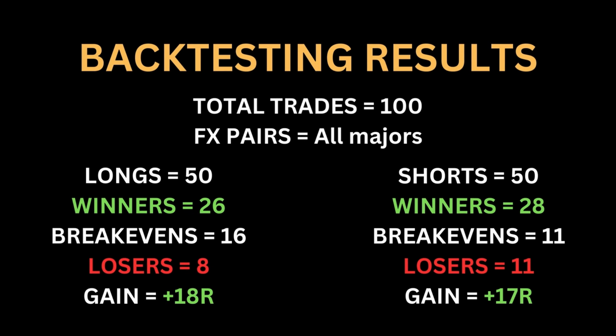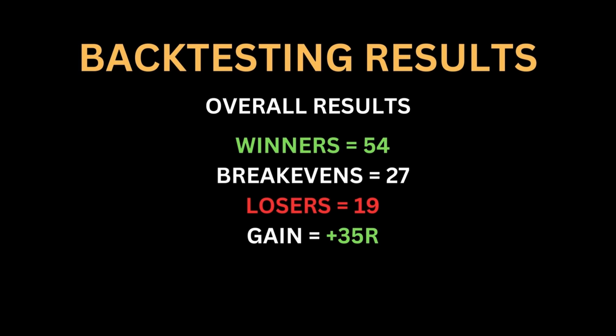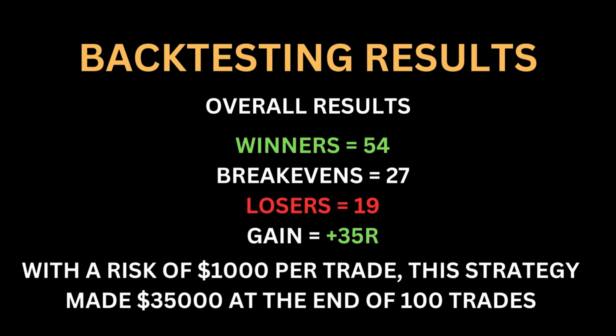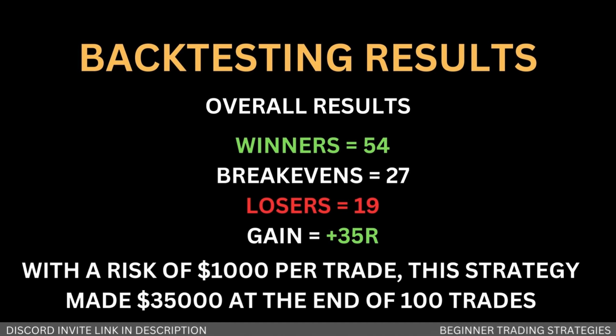The shorts had 28 winners, 11 break-evens and 11 losers as well, which resulted in a gain of 17 R. If we combine these two and look at the overall results, there were 54 winners, 27 break-evens and 19 losers. So, the total net R gain after 100 trades was 35. That means with a risk of $1,000 per trade, this strategy yielded $35,000 after 100 trades.